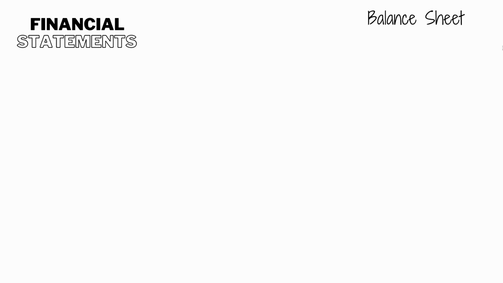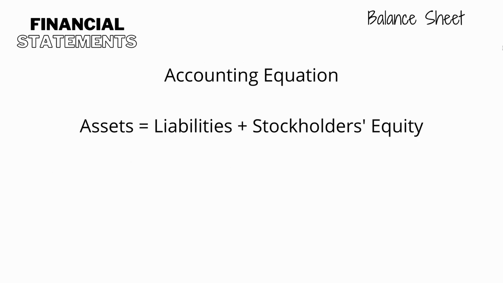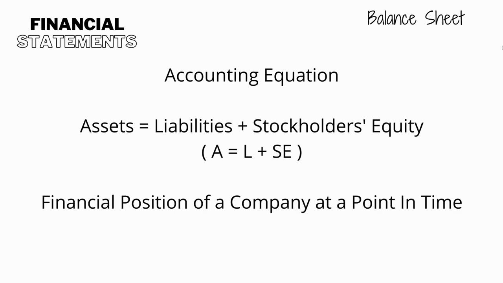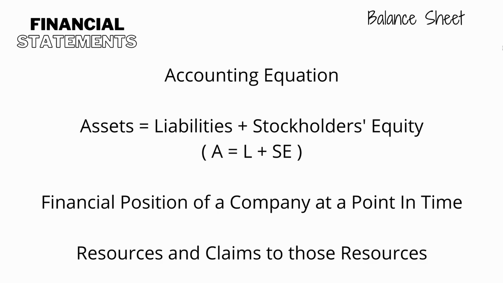Next, let's look at the balance sheet. The balance sheet shows us the accounting equation, which is assets equal liabilities plus stockholders' equity, or as we call it, A equals L plus SE. This is the financial position of a company at a point in time. It shows the resources of the company and the claims to those resources.